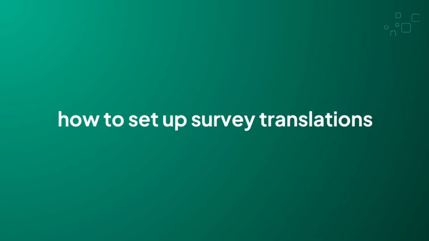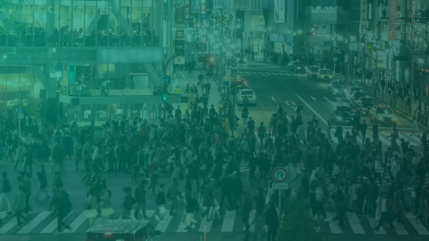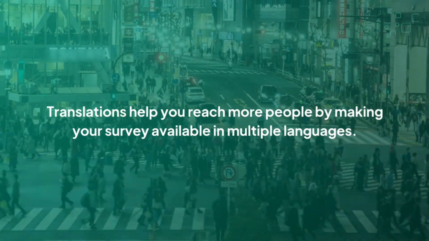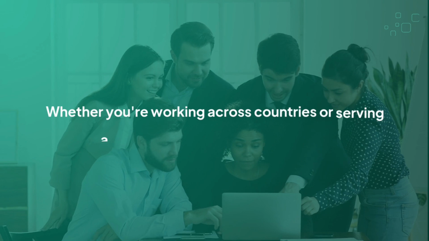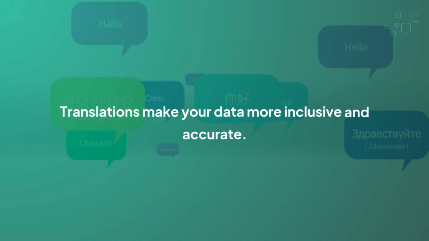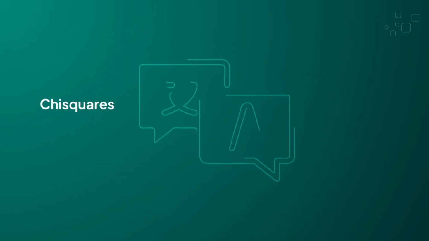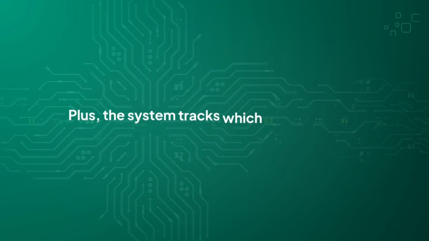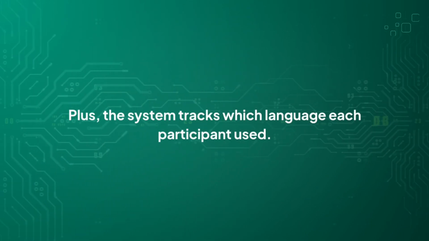Welcome to this demo on how to set up survey translations using the Chisquares platform. Translations help you reach more people by making your survey available in multiple languages. Whether you're working across countries or serving a diverse population in one region, translations make your data more inclusive and accurate. Chisquares allows all language responses to flow into one clean dataset, no merging needed. Plus, the system tracks which language each participant used.